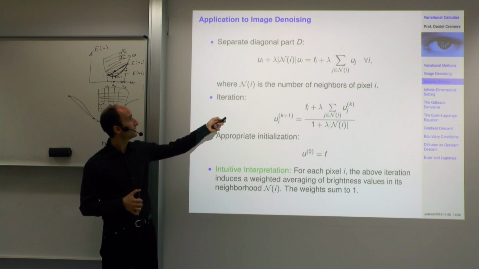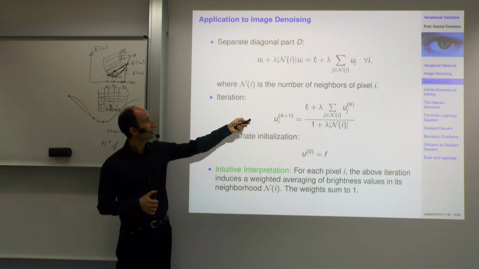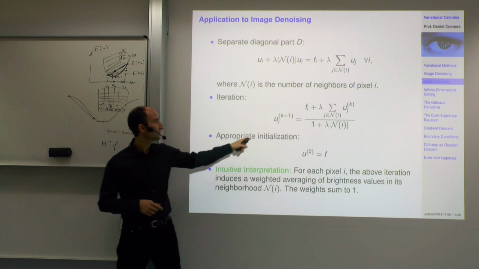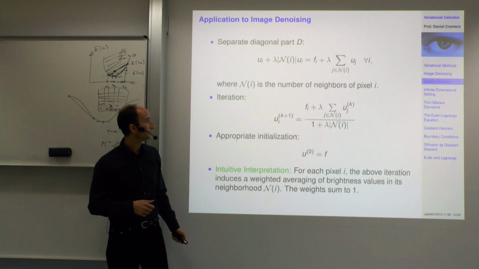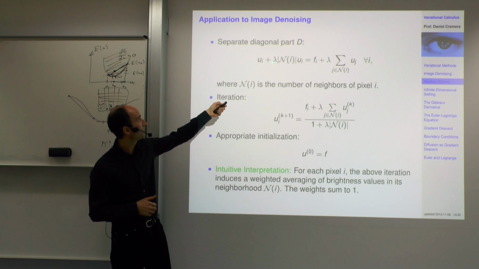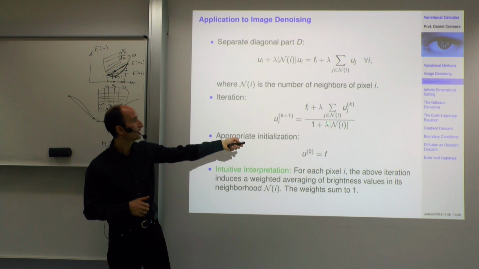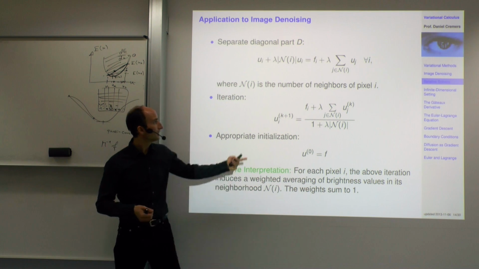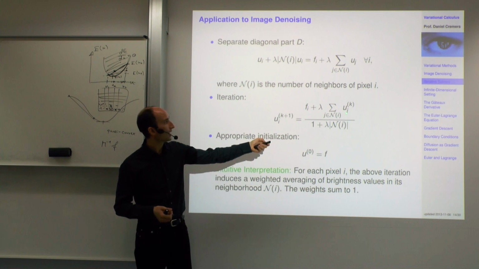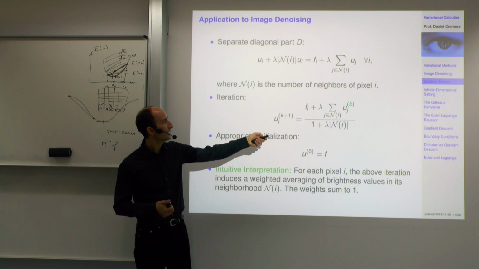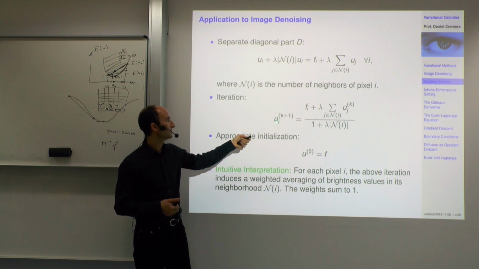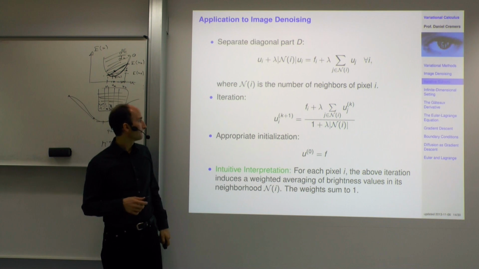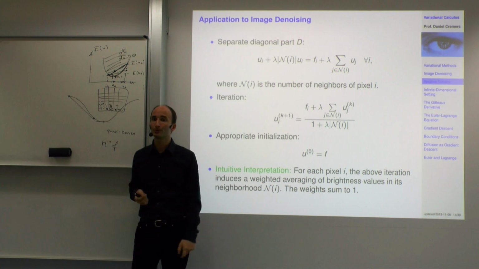And then what we do is we basically plug here the old solution of u on the right hand side, and here the new solution at iteration k plus 1 on the left hand side, and we divide by 1 plus lambda times the number of neighbors, and so we get this iteration. And so this is what I mean by it's a very simple iteration. You have brightness values at all pixels at some initial configuration, and this is the update rule that gives you the new brightness values. And we initialize somehow appropriately.